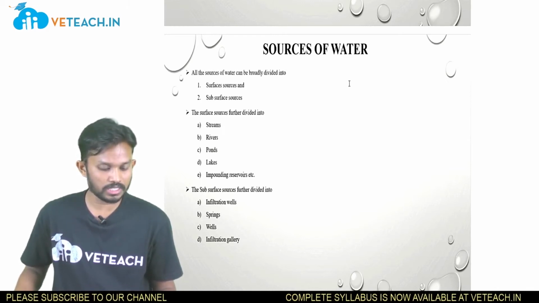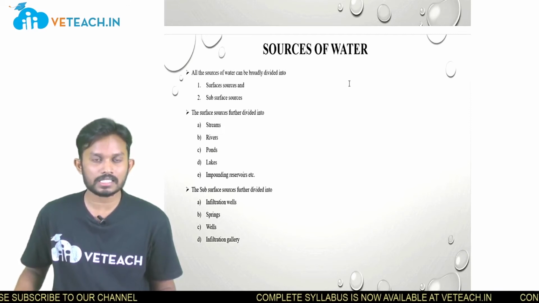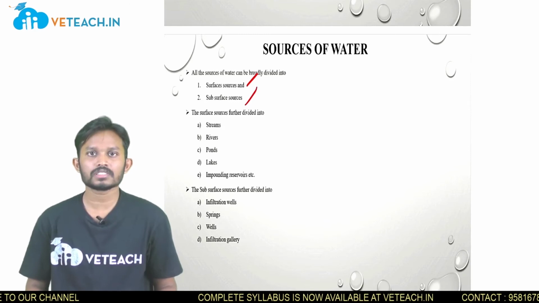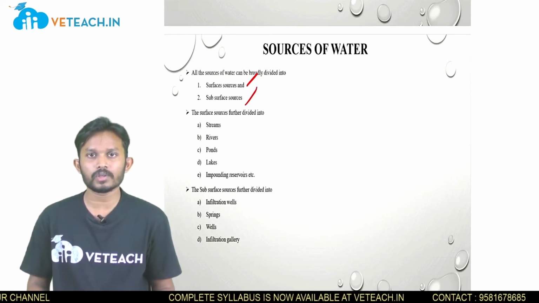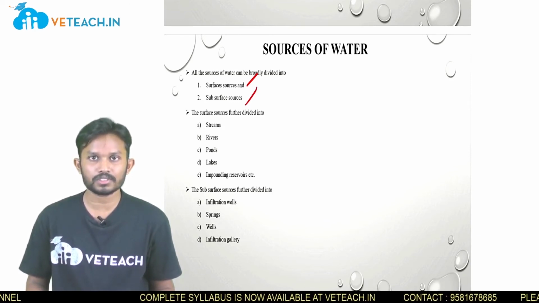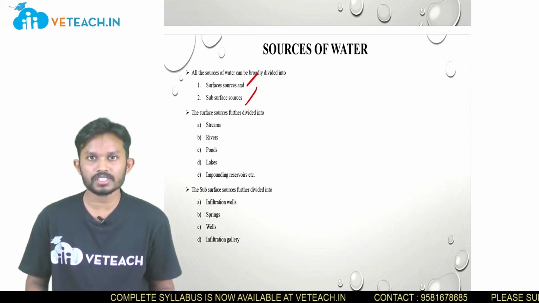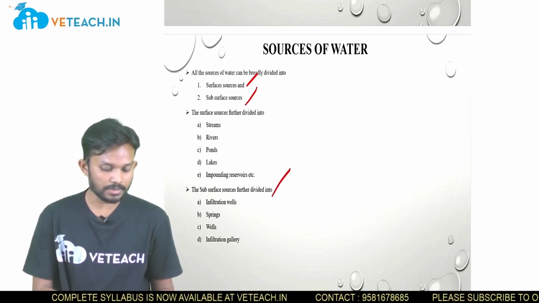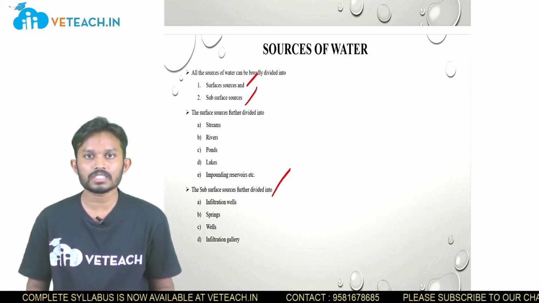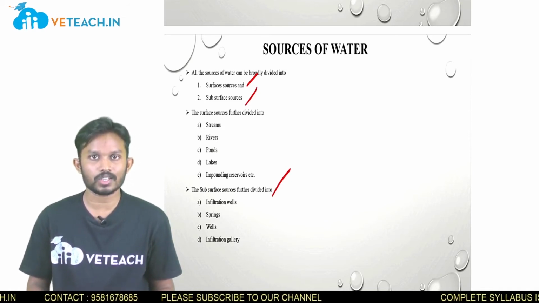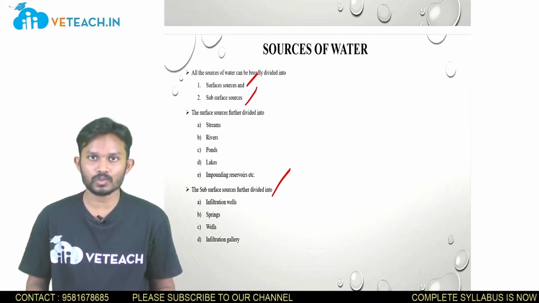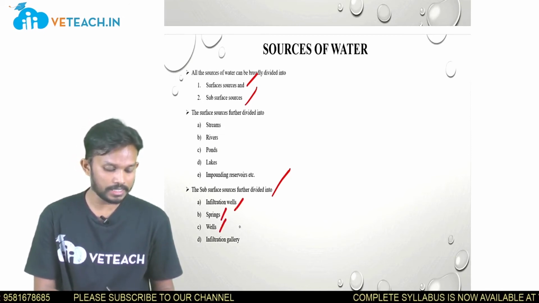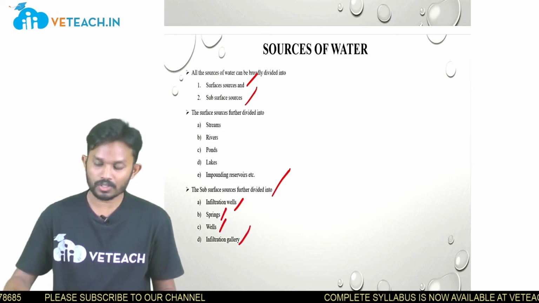Sources are categorized as surface sources and subsurface sources. Surface sources are the sources available on the earth's surface. Examples are streams, rivers, ponds, lakes and oceans; all these are known as surface sources. Subsurface sources are the sources under the ground surface, for example groundwater sources. They are known as infiltration wells, springs, wells and infiltration galleries. We are going to discuss these.